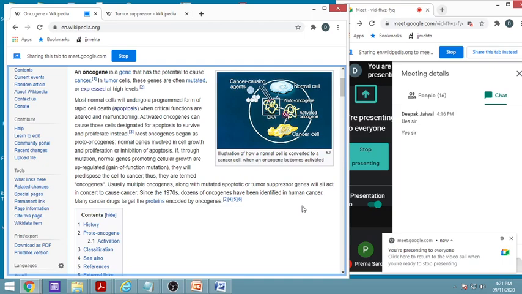Usually multiple oncogenes, along with mutated apoptotic or tumor suppressor genes, act to make cancer, and many oncogenes have been identified in human cancer. Many cancer drugs target proteins encoded by oncogenes. So this is a new way in which medicines have been growing.